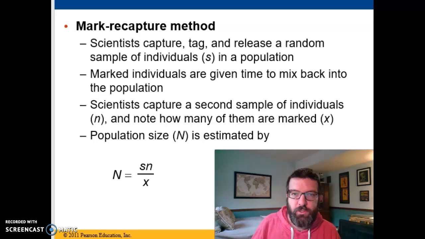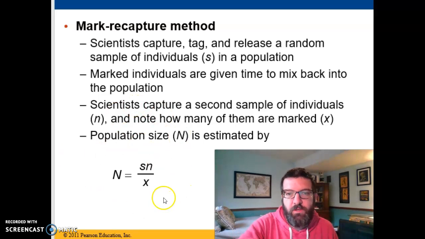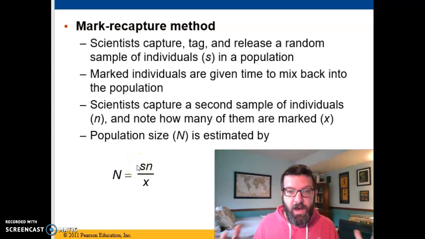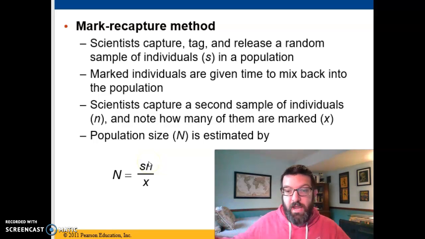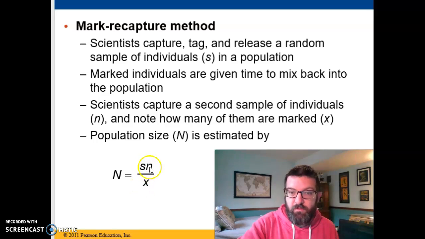Speaking of math, you can use this method and this simple equation here to estimate your total population size, or capital N. So capital N, your total population size, equals, again, we're estimating, S, which is the number of individuals you initially caught and marked, times n, which is the number of individuals that you capture the next time in your sample, divided by x, or the number of those n individuals that happen to have a marking.